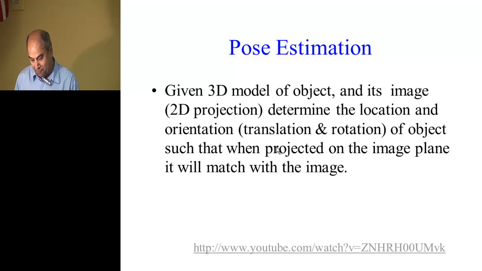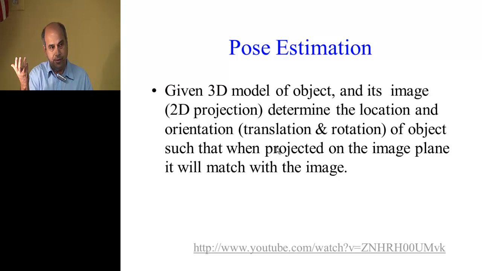Now the other thing related to this camera calibration or camera model is what is called pose estimation. The pose estimation involves that we have a 3D object model, and we want to project that model in the image plane. Say we have a picture, then we want to find out what is the rotation and translation which we apply to the model so that when you project, it matches with the image. So it's a matching from a 3D model to a 2D image, okay? Because as you know, images are 2D, while actual objects are 3D.